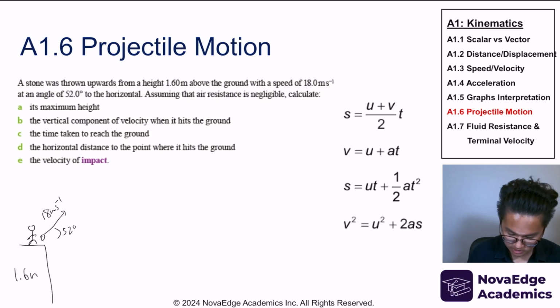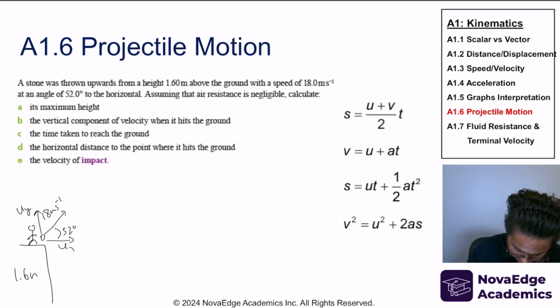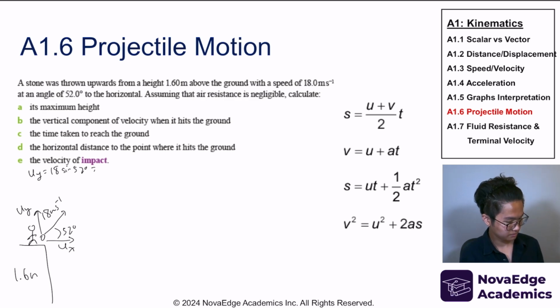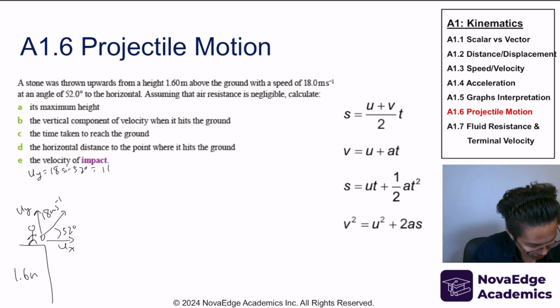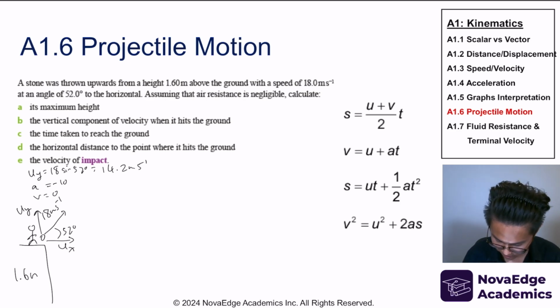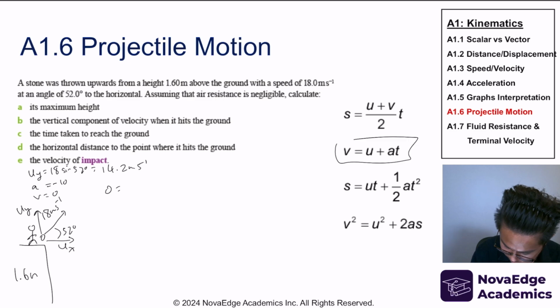Okay, so first let's divide it into 2. Let's find uy, ux. So uy is equal to 18 sine 52 degrees, which is equal to 14.2 meters per second. I know a is negative 10 and v is 0. Using this, I can find the time. I'm going to use this equation: 0 is equal to 14.2 minus 10t. Okay, so t is equal to 1.42 seconds.